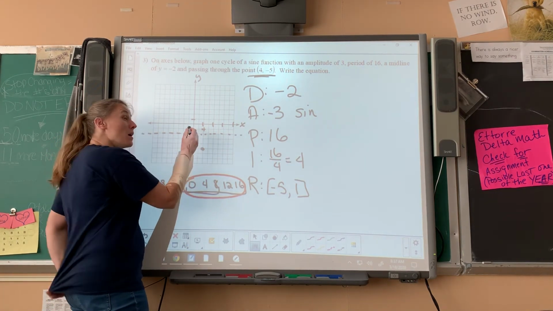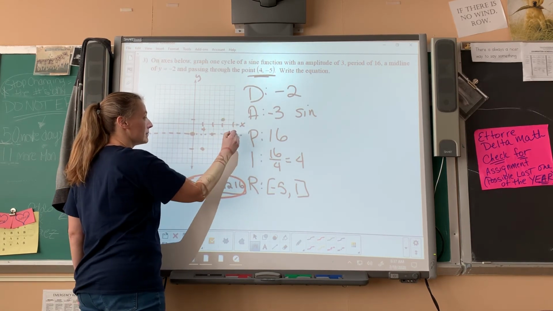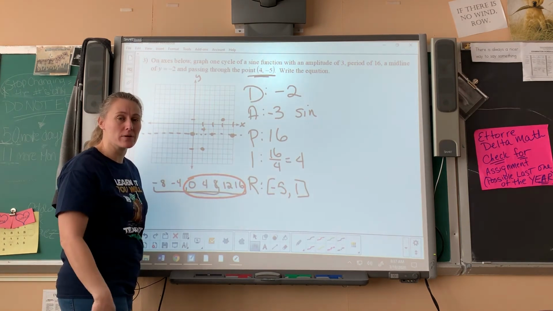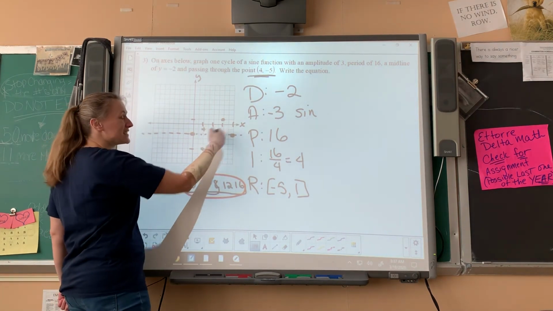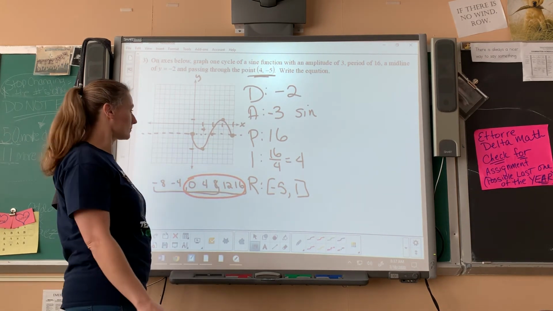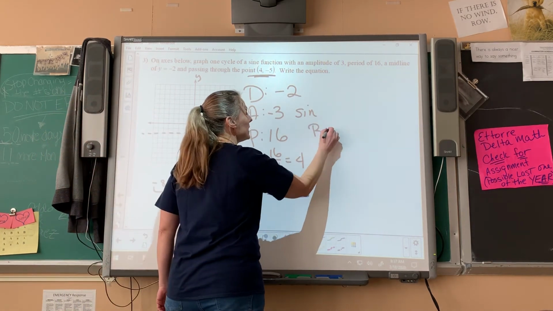So then we just go from there. Midline, min, midline, max, midline. Just be careful you don't include the x-axis in your foray here because it's not part of it. Don't put dots on the x-axis. There's my sine-ish function.